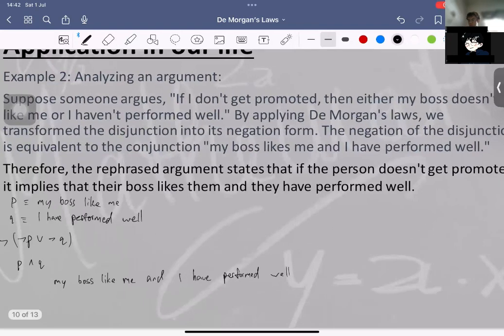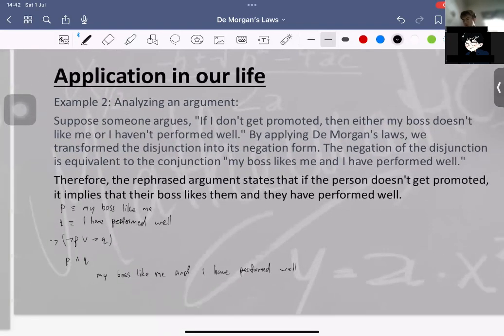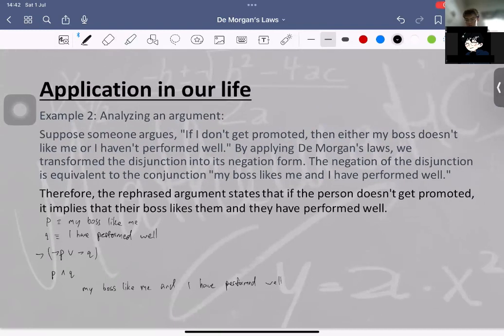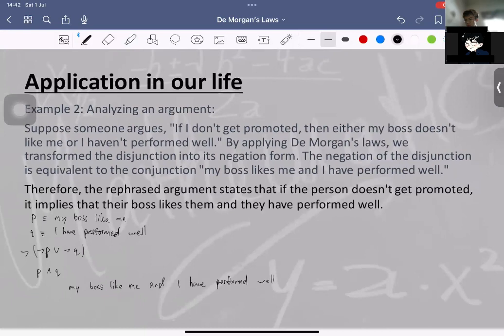So by applying De Morgan's law, we transform the disjunction into its negation form. The negation of the disjunction is equivalent to the conjunction: my boss likes me and I have performed well. So therefore, the rephrased argument states that if the person doesn't get promoted, it implies that their boss likes them and they have performed well.